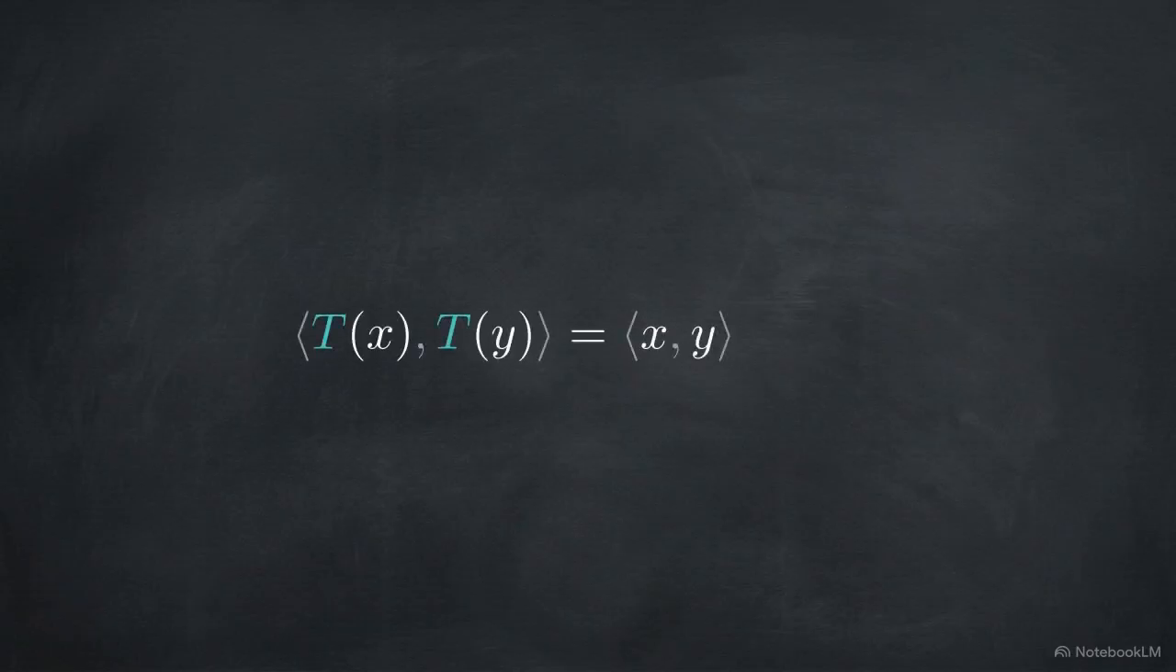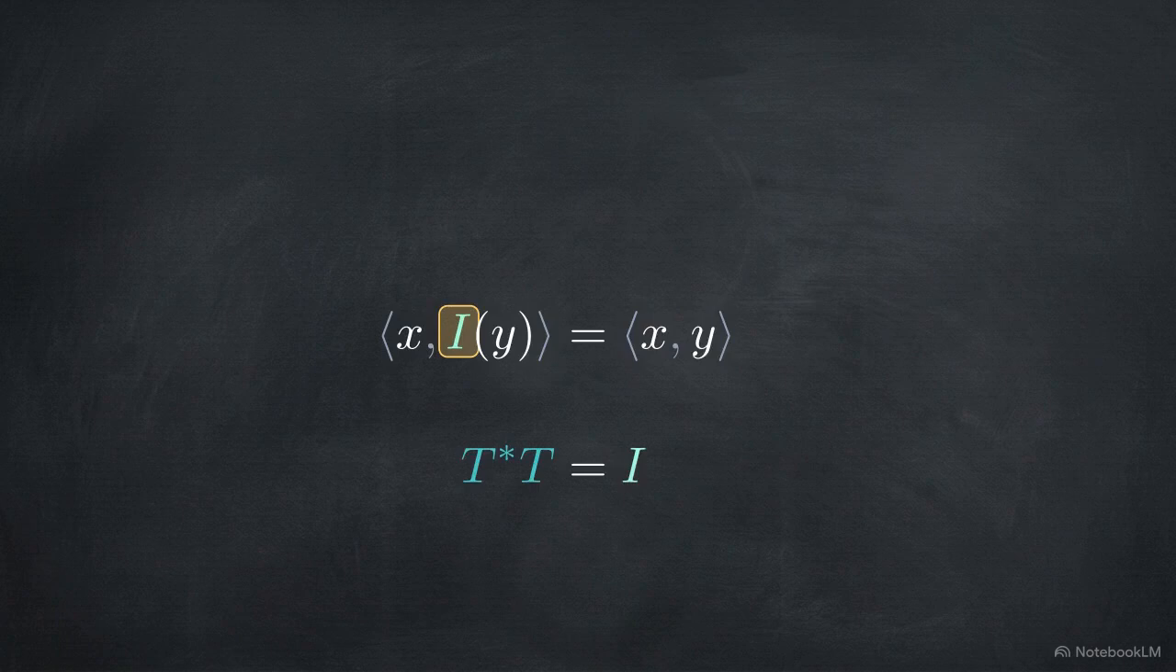Let's look at the algebra driving this rule. By shifting the operator T from the left side of the inner product to the right, it transforms into its adjoint, T star. We are left with the inner product of x and T star T y. For this new expression to equal the original inner product of x and y for every possible vector, the combined operation T star T must do absolutely nothing. It has to be the identity operator, I. Since T star times T equals the identity, the inverse of operator T equals its adjoint.